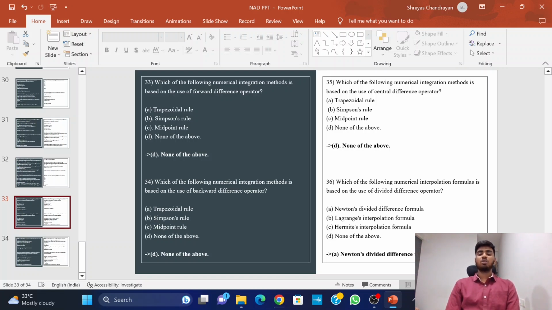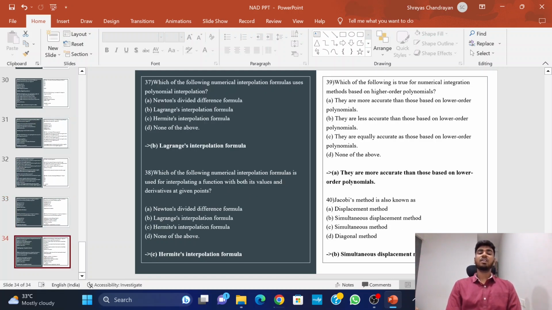None of the above. Question number 36: which of the following numerical interpolation formulas is based on the use of the divided difference operator? Options are A, Newton's divided difference formula; B, Lagrange's interpolation formula; C, Hermite's interpolation formula; D, none of the above. So the correct option is Newton's divided difference formula.